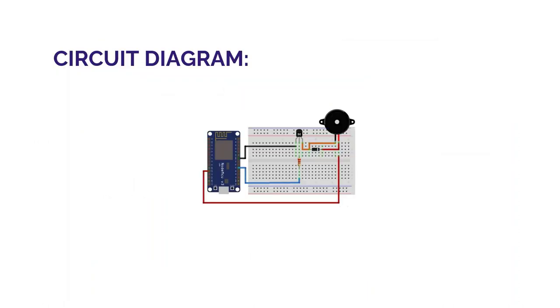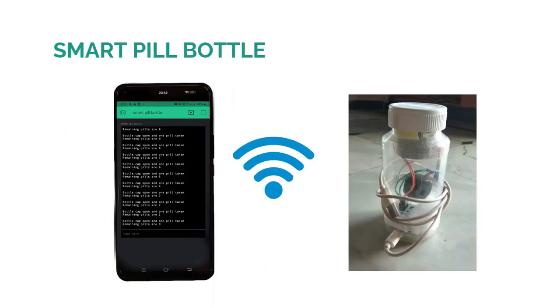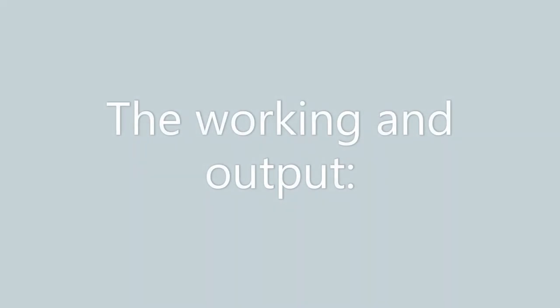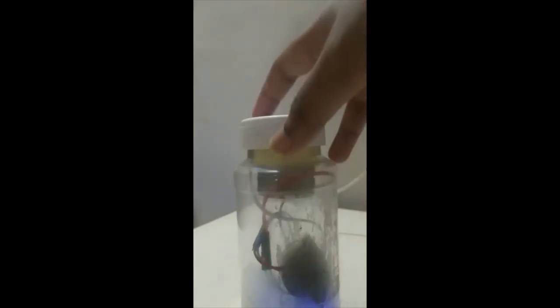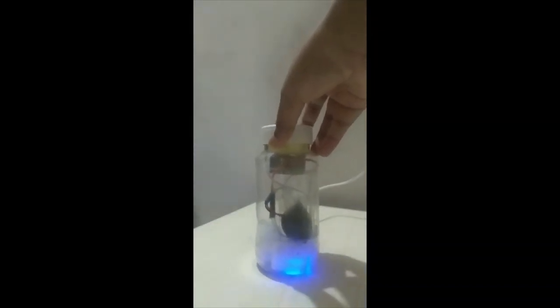Circuit diagram: we connected the D4 pin of the NodeMCU to the tactile switch and the D5 to the buzzer. After uploading the code to the NodeMCU, this is how the circuit looks. When all the circuits are made, the circuit will be placed in the pill bottle.